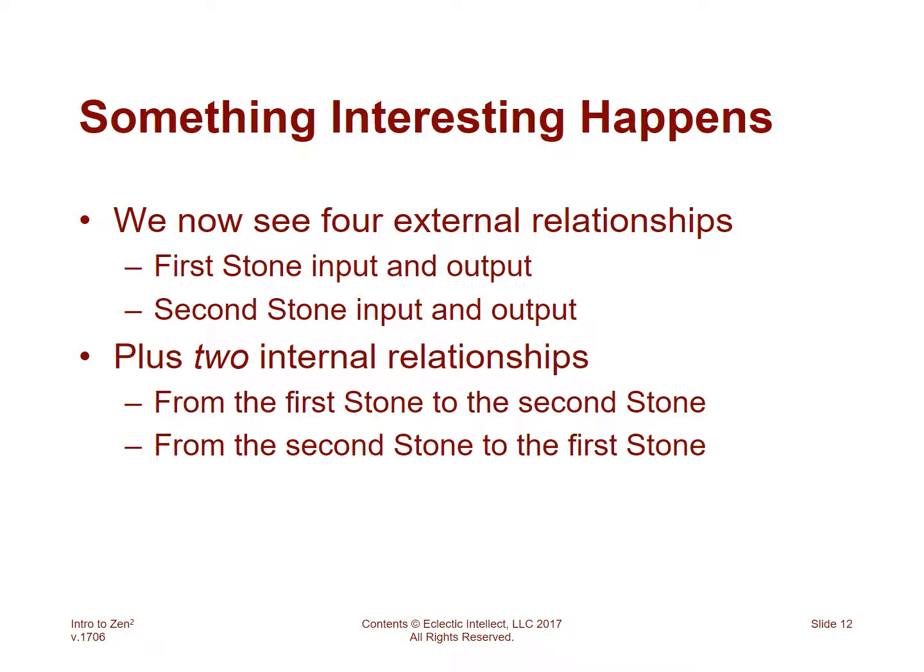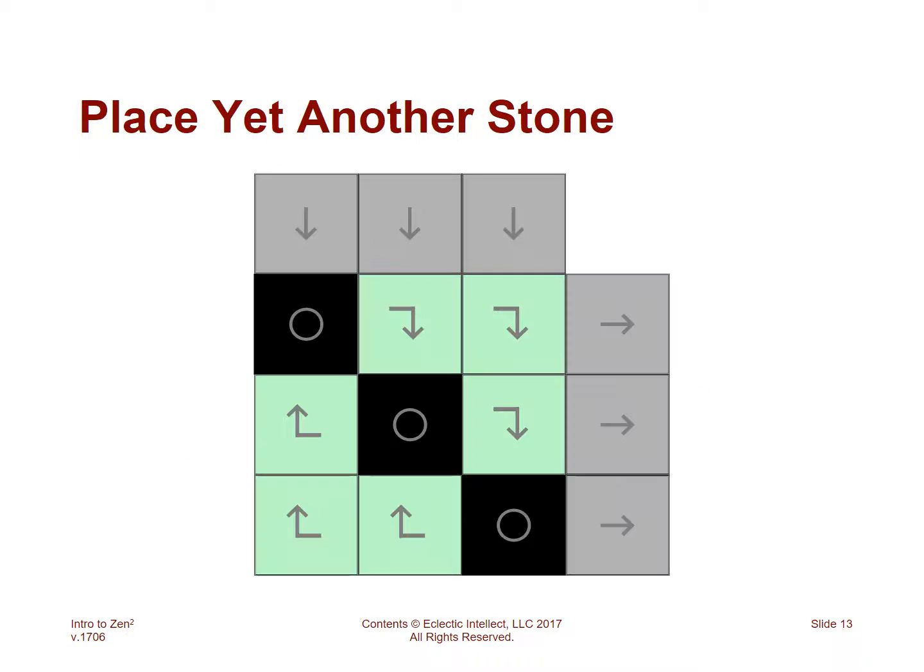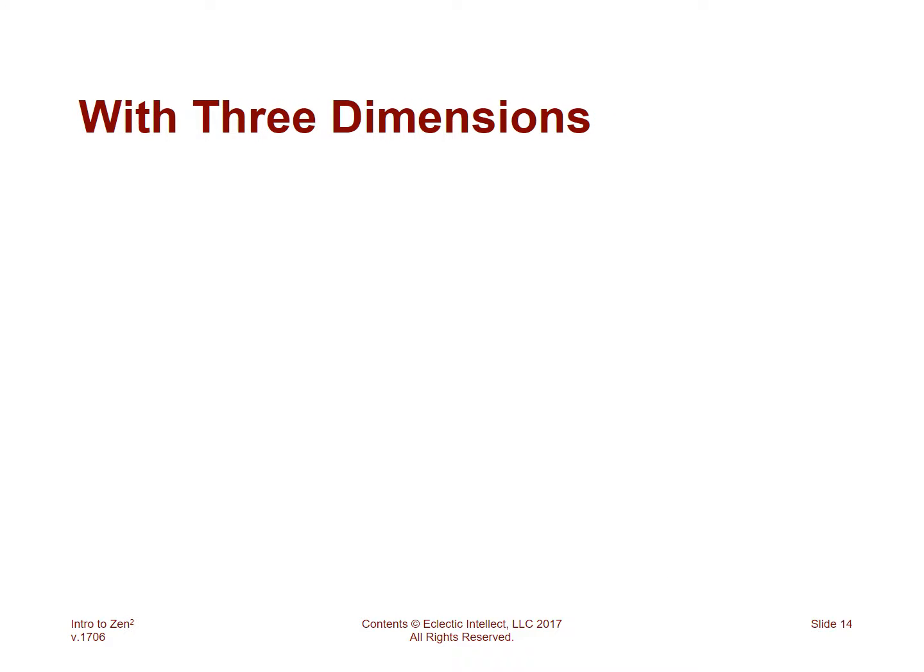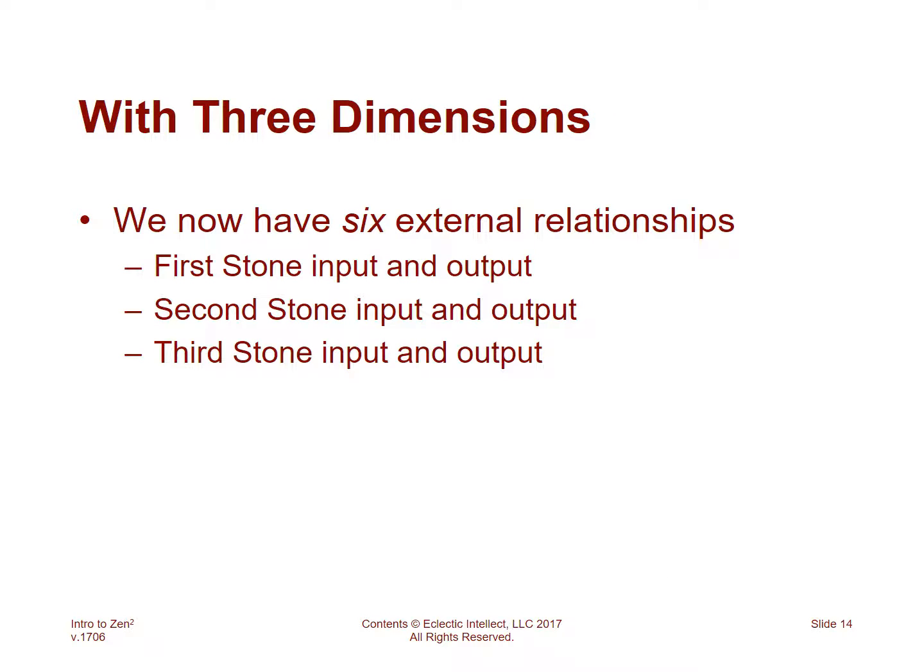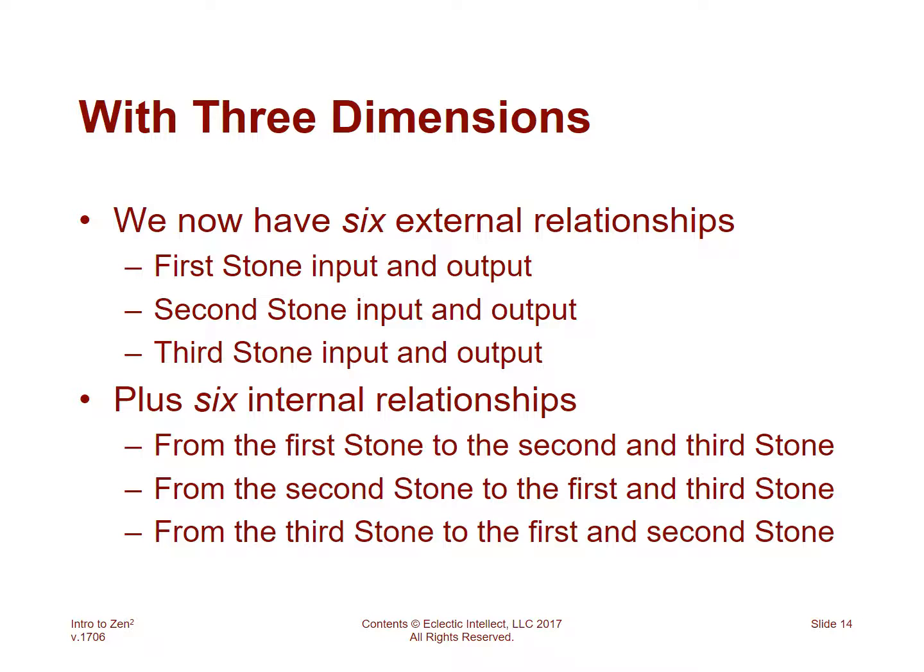So we can account for symmetry in the relationship, or we can account for things that are different going one direction than the other. So when we add yet another stone, we end up with a larger garden, and we have a lot more interfaces, and we have a lot more inputs and outputs. And with 3 dimensions, we have 6 external relationships and 6 internal relationships.